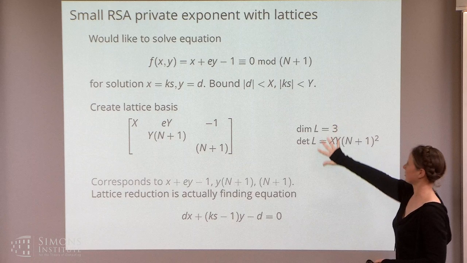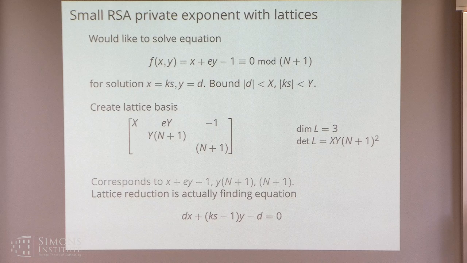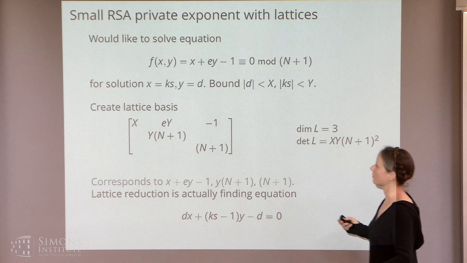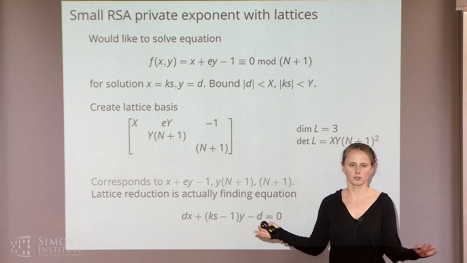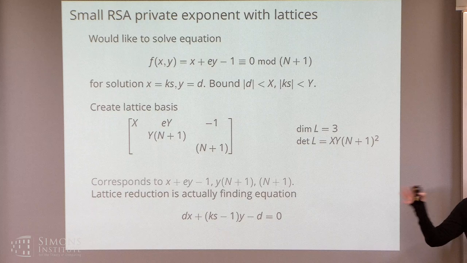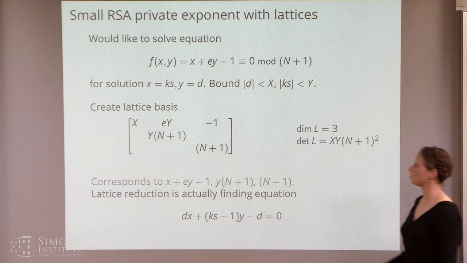And if I want to, I can compute the dimension and the determinant. I'm putting this in the bivariate Coppersmith framework, but it doesn't actually require that. So this result is outright provable. It's not heuristic at all. But I'm putting it in that framework just because it's nice to. You should be able to do this with a 2x2 lattice, but it's a little bit more opaque.